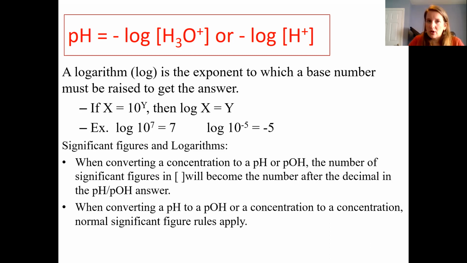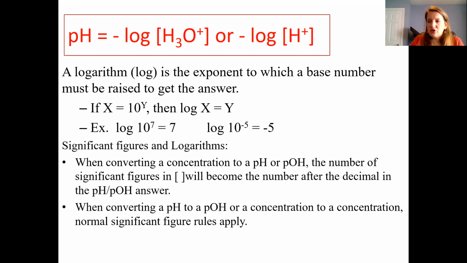I'm going to explain this more as we go along. If we're trying to convert from a pH or pOH into an ion concentration, the number of digits behind the decimal point is going to be our total number of sig figs in that concentration. If we're just going between pH and pOH, or between hydrogen ion concentrations and hydroxide ion concentrations, we don't have to worry about changing sig fig rules because normal rules would apply.